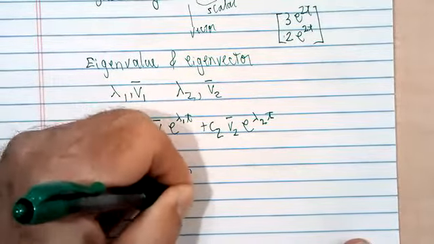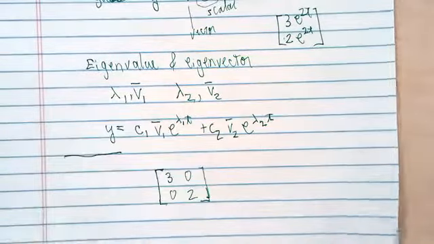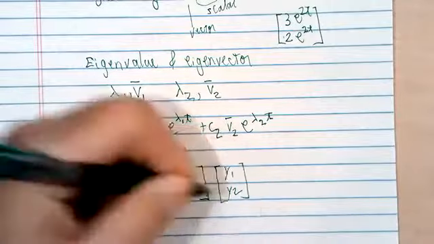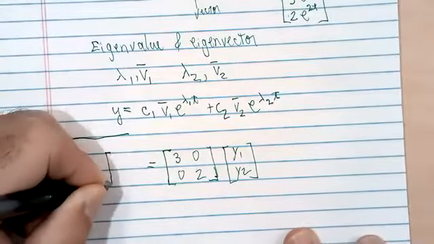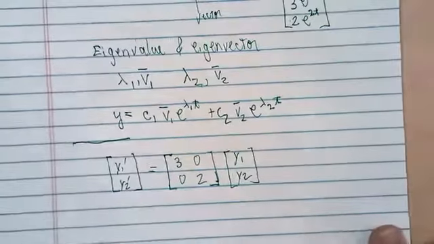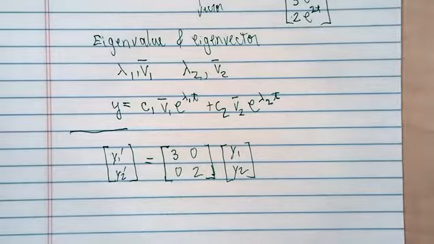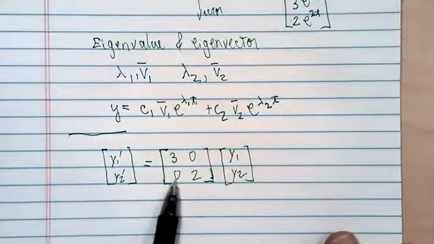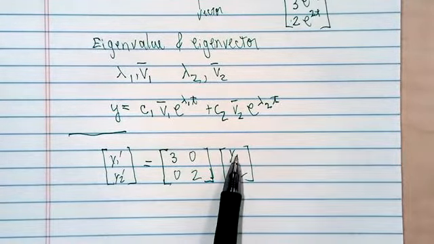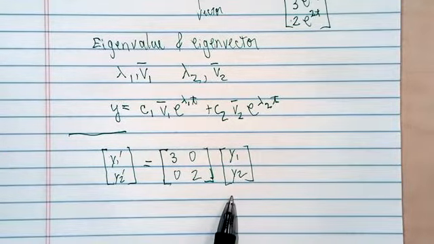3, 0, 0, 2 is my matrix. Y1, Y2. And here, I want Y1 prime, Y2 prime. For some reason, mathematicians don't use this language, but engineers do, and I think it's actually helpful. They say this is a decoupled system. In other words, what Y2 does has no influence on Y1 and vice versa. So it would not model something like two masses connected by a spring. Those masses are influencing each other.